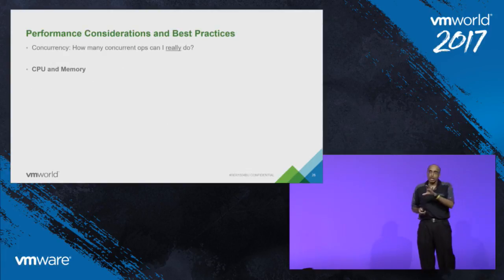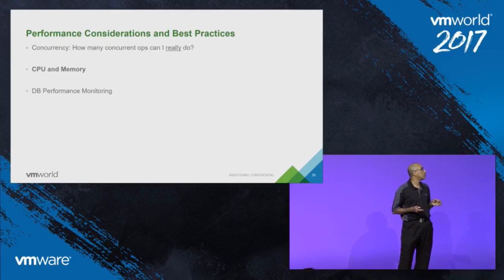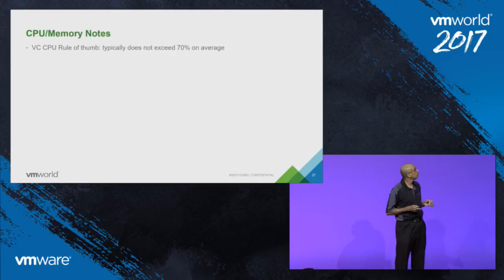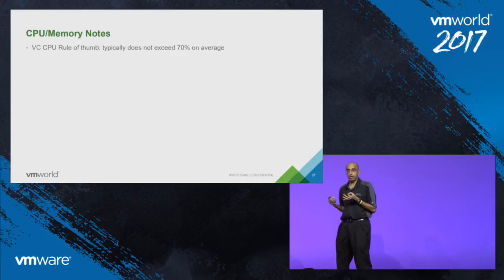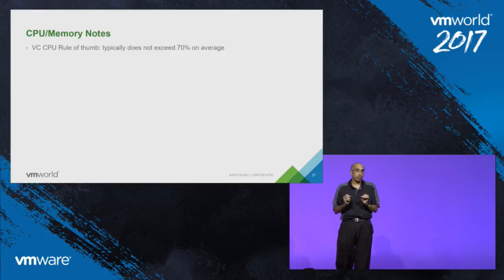Now, we've talked a lot about concurrent operations, and I hope that all makes sense. Now let's talk about CPU and memory monitoring. So here's my rule of thumb. If the CPU of your vCenter server is consistently above 70%, you may want to think about adding more resources.